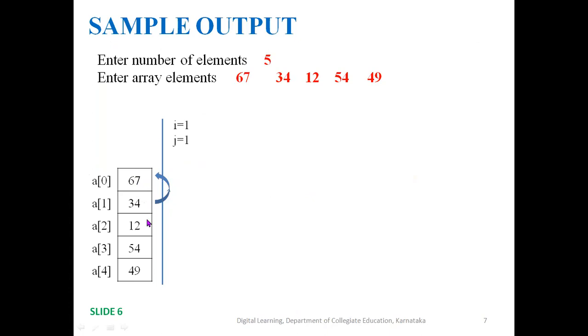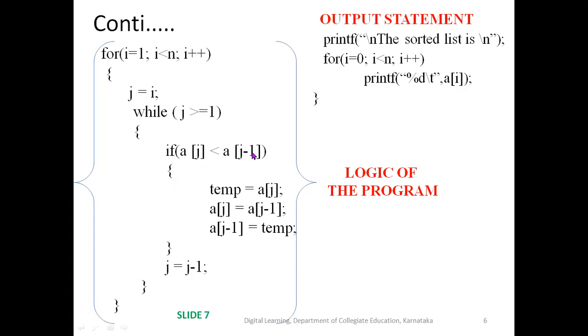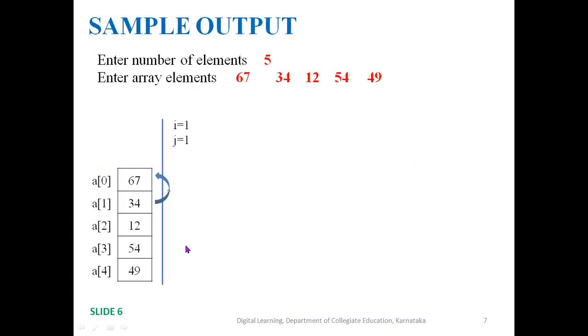Yes, it is true. So we have seen that if this condition is true, then the if statement true block is going to be executed. So inside the true block, you have the statements to swap the two variables. So a of j and a of j minus 1 is going to be swapped. So now that 34 and 67 is going to be swapped, after swapping, the list is going to appear like this.